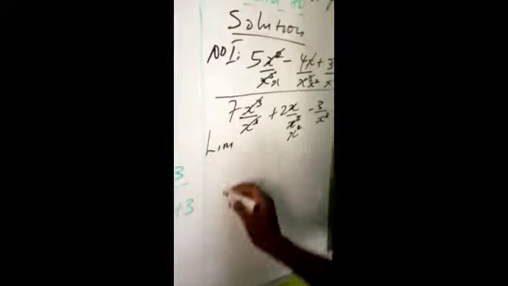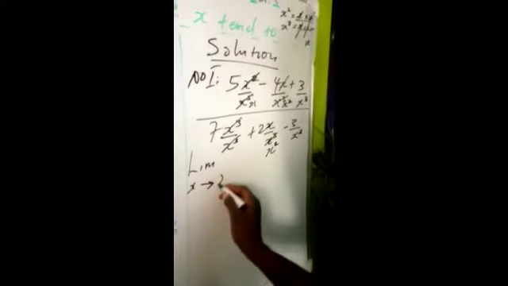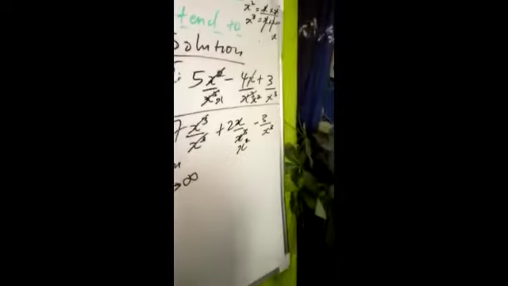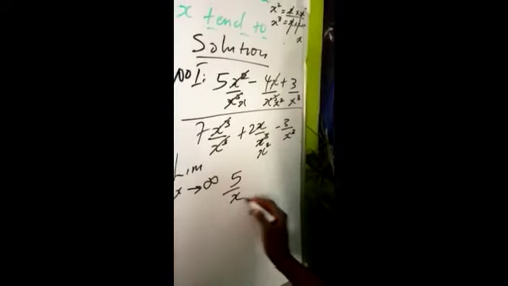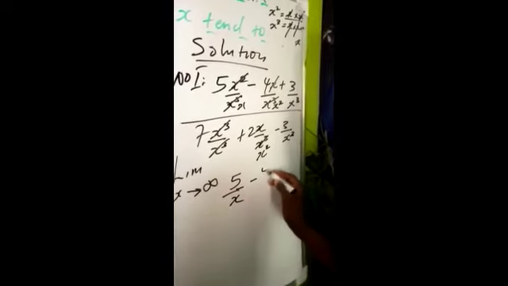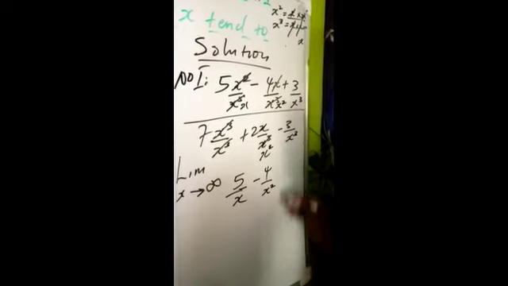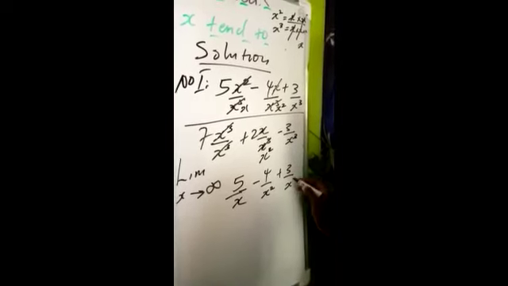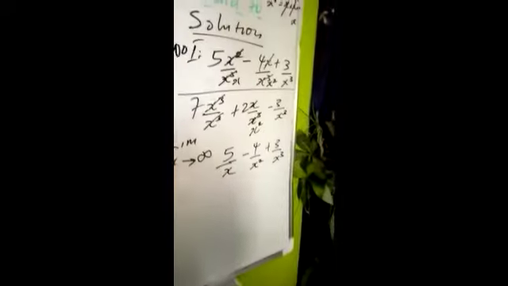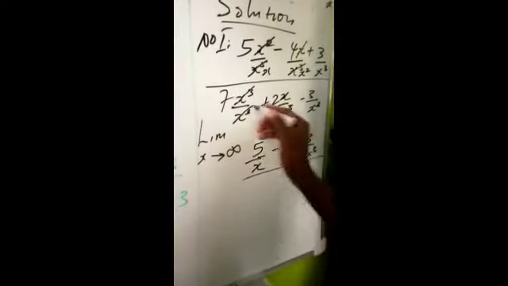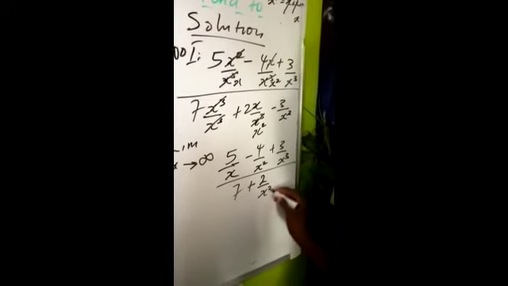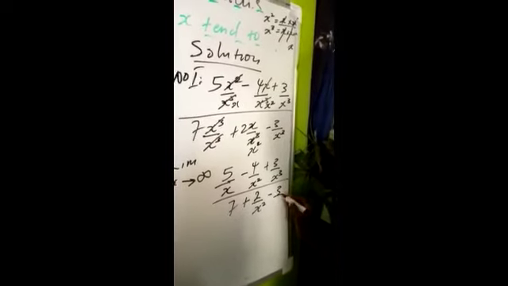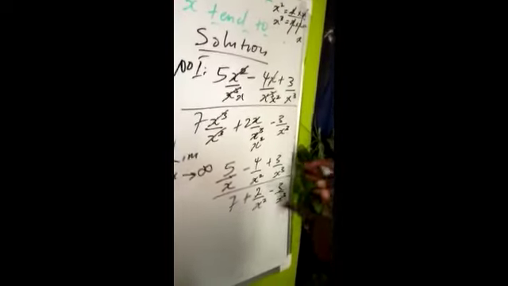So after this, let us bring it out. Remember, we are solving with limit as s tends to infinity. You continue writing this until you do your substitution. So we have the first one, 5 divided by s minus 4 divided by s squared plus 3 divided by s cubed, are we okay now, divided by 7 plus 2 divided by s squared minus 3 divided by s cubed. Then you have gotten this one.